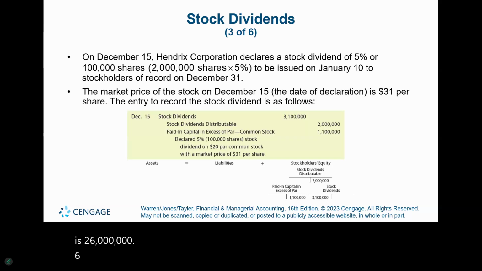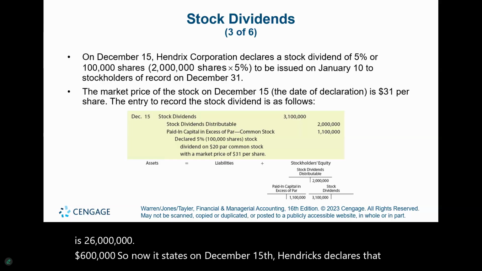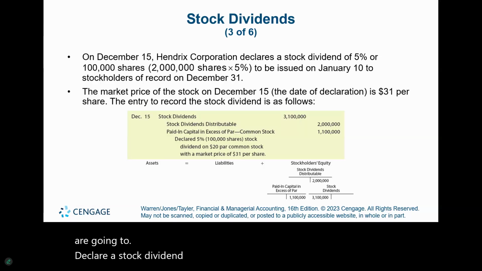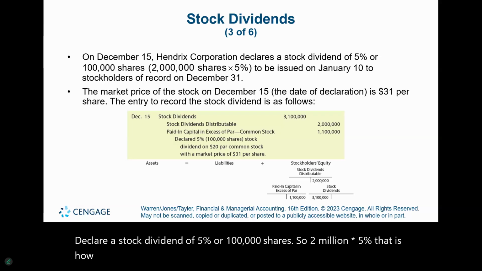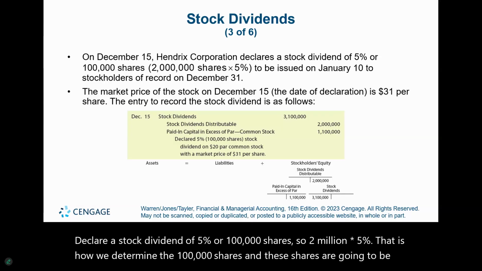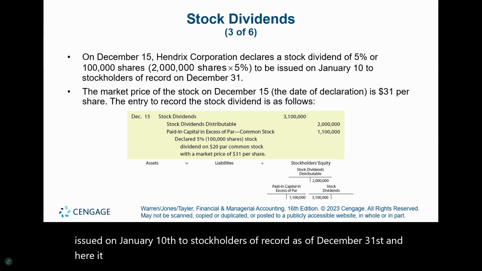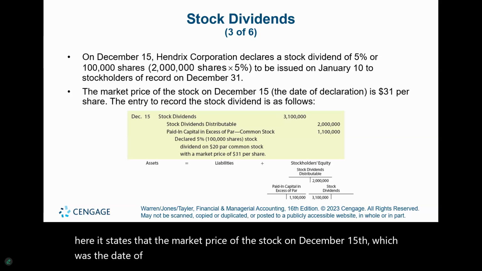$26,600,000. So now it states that on December 15th, Hendricks declares a stock dividend of 5% or 100,000 shares. So 2 million multiplied by 5%, that is how we determine the 100,000 shares. And these shares are going to be issued on January 10th to stockholders of record as of December 31st. And here it states that the market price of the stock on December 15th, which was the date of declaration, was $31 per share.